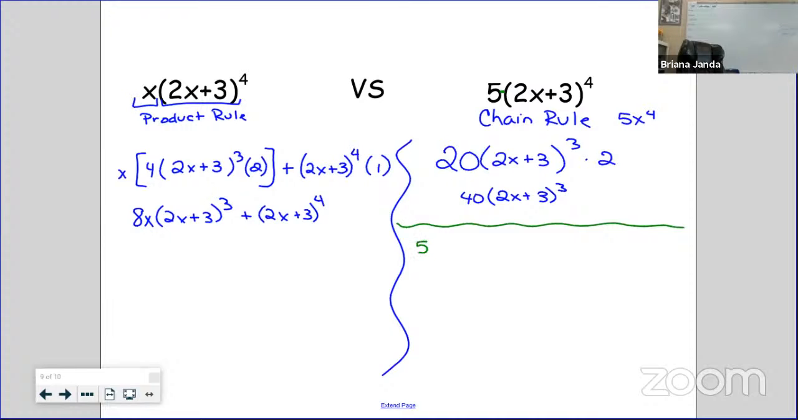First, times the derivative of the second, which would be 4 times 2x plus 3 cubed, plus the second. Oops, in my haste here. Times the derivative of the inside, plus the second times the derivative of the first. And this is where it'll throw people off if you do this incorrectly. What is the derivative of a constant? 0, which means this will always be 0.